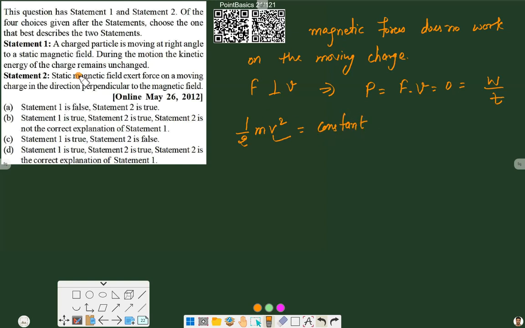Now coming to statement 2. A static magnetic field exerts a force on moving charges in a direction perpendicular to the magnetic field. So yes, the force is perpendicular to both. The force is given by Q times V cross B, so the force is perpendicular to both velocity and magnetic field. So yes, 1 and 2 are both true, and 2 is the correct explanation for 1. So option D will be the right answer here. Moving to the next one.